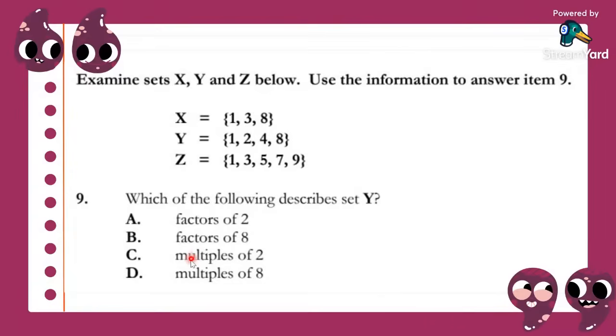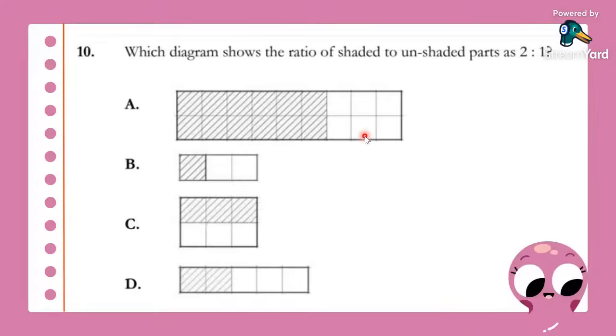Sounds good to me. Multiples of 2 are like 2, 4, 6, 8, 10, 12. So this is not multiples of 2 because 1 isn't a multiple of 2. We have multiples of 8. 1, 2, 4 aren't multiples of 8, but 8, 16, 24, and so on are multiples of 8. So if your answer is B, factors of 8, good job. Awesome work. All right. And we can also look at some of our friends in the chat and what they have explained to say. All right. Good job. Let's go to number 10.